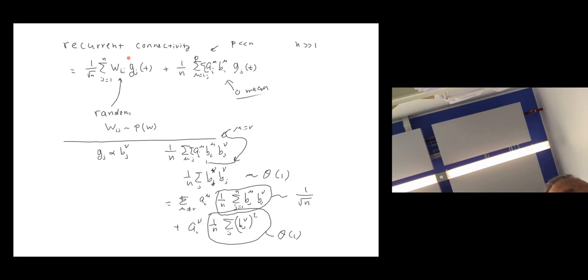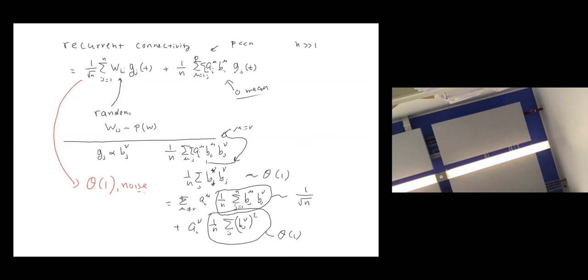What about over here? We're adding up, if g is, assuming w is random, no matter what g you put here, you're adding up n random variables, but you're dividing by root n instead of n. So no matter what, this term is going to be order one. Okay, and it's going to be basically noise.